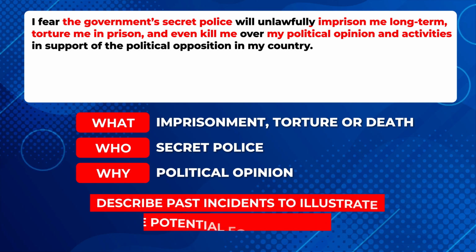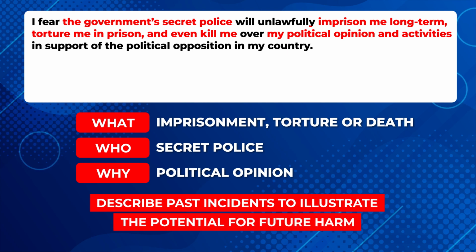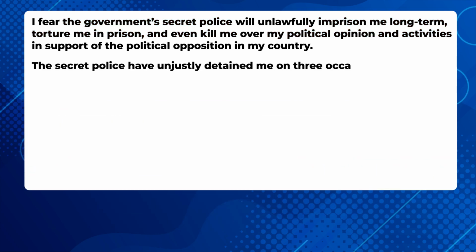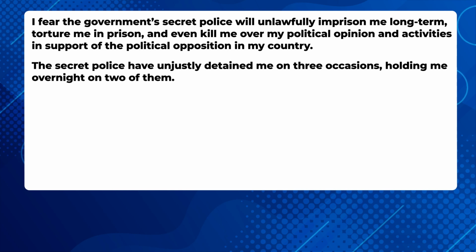After that sentence, I would go on to reference any past incidents of harm or threats, as those can help show both that the bad guys are inclined to harm you in the future, and that the feared persecution will be on account of a protected characteristic. For example, you could say, the secret police have unjustly detained me on 3 occasions, holding me overnight on 2 of them. One of the detentions lasted around a month.